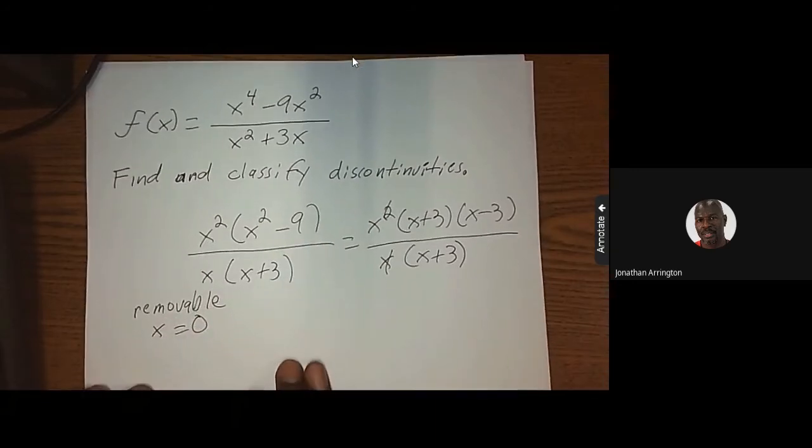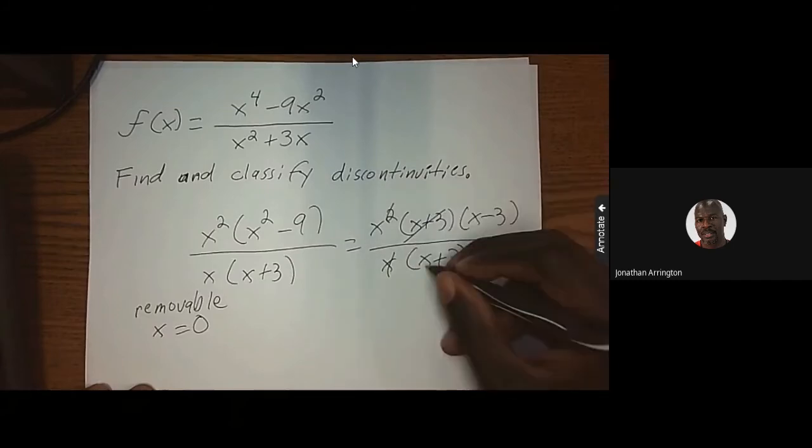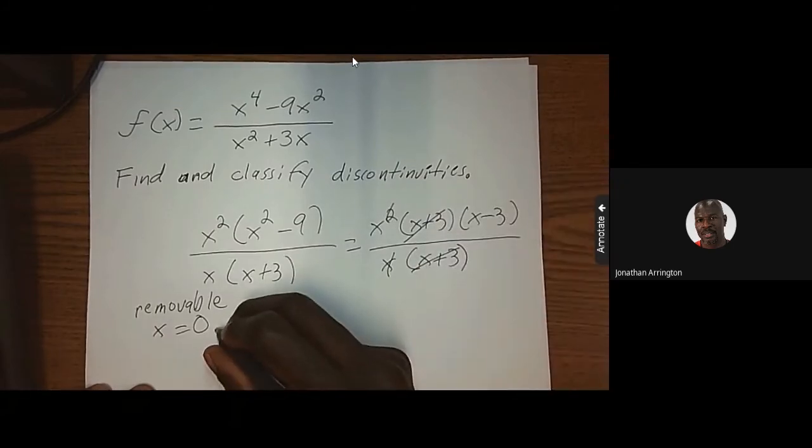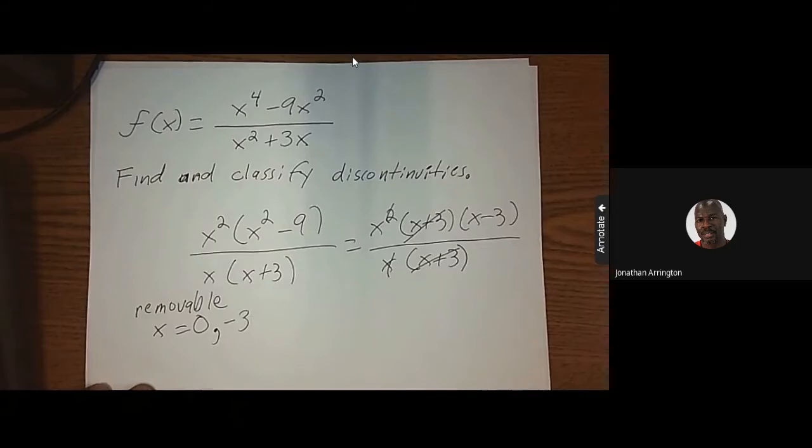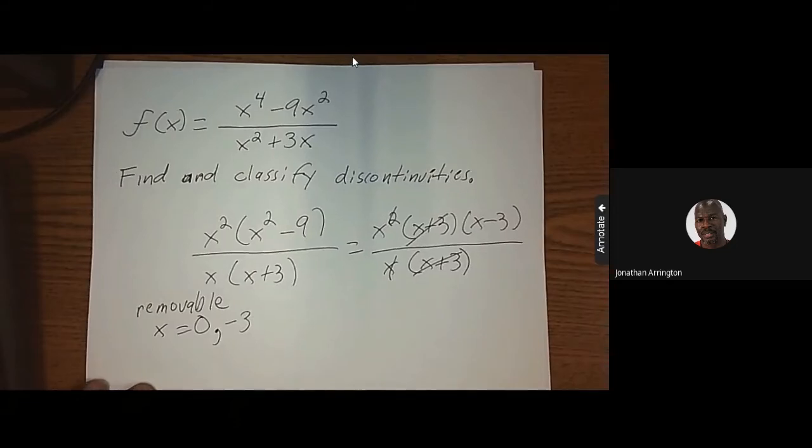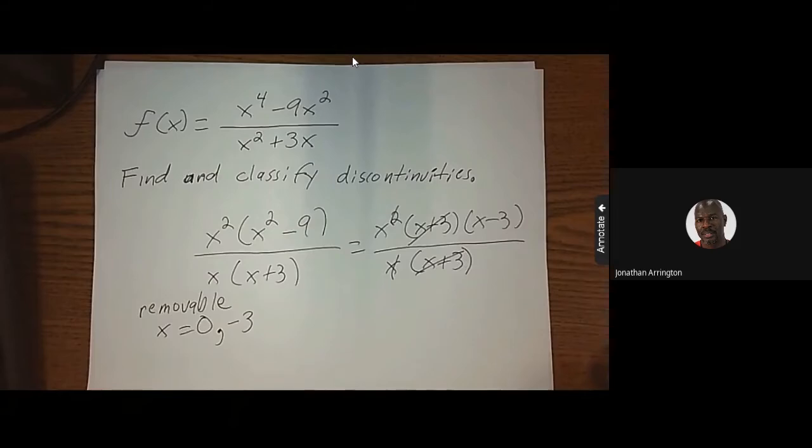And it also so happens that this guy can be removed as well. So -3 is also a value of x that represents a removable discontinuity. And for this particular example, now it's in its most simplified form and nothing is left in my denominator. So this one doesn't have a vertical asymptote or an infinite discontinuity. So this example only had removable discontinuities.